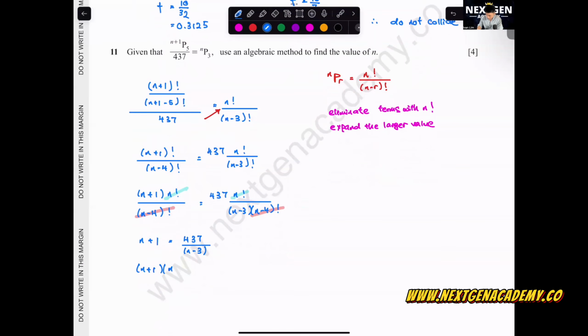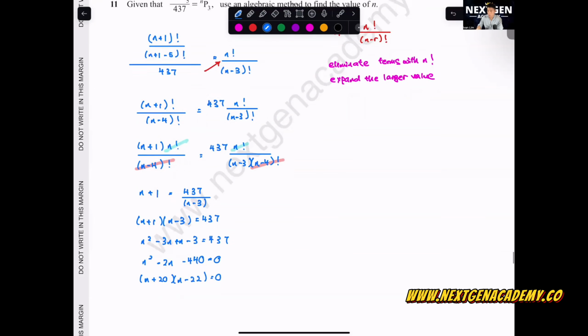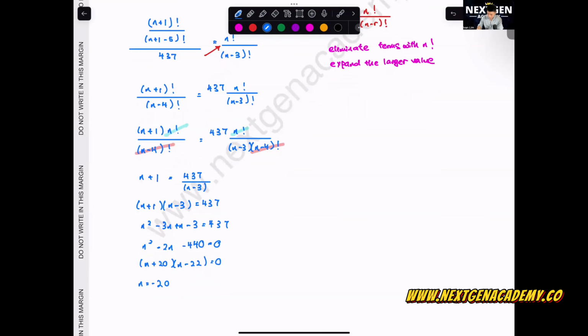Okay, open out the bracket here. N square minus 3n plus n minus 3 equals 437. Change it to a quadratic equation. N square minus 2n minus 440 equals 0. Okay, this one, if you cannot find the factors, use your calculator. (N plus 20)(n minus 22) equals 0. N is negative 20, n equals 22. Okay, this one we have to reject.